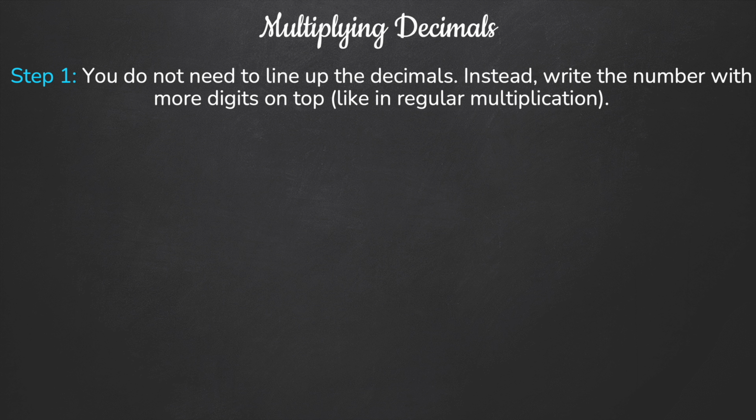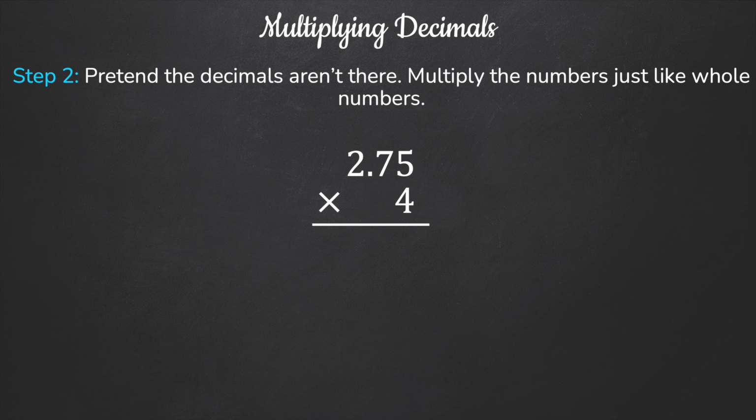To get us started, we do not need to line up the decimals. We just have to write the number with the most digits on top. And in this case, that would be 2.75, and then times 4. Even though 2.75 is smaller than 4, it does have more digits, so we're going to write it on top. Then we're going to pretend like the decimals are not there and multiply the numbers just like whole numbers.